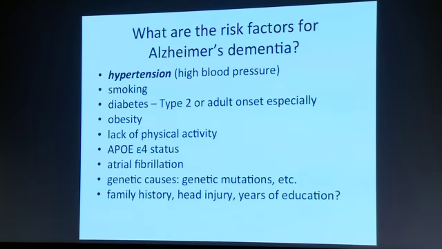You might say that they look really familiar. Hypertension, smoking, diabetes, obesity, physical activity, this genetic variation that I mentioned before. We now know that atrial fibrillation, this irregular heartbeat, which was only thought to be a risk factor for stroke, is also a risk factor. There are certainly some genetic causes, some particular genetic mutations, and the older risk factors we used to be taught when I was at medical school, family history and head injury and years of education, there's no doubt they're important, but they're certainly not the strongest risk factors for Alzheimer's, not by a long shot.